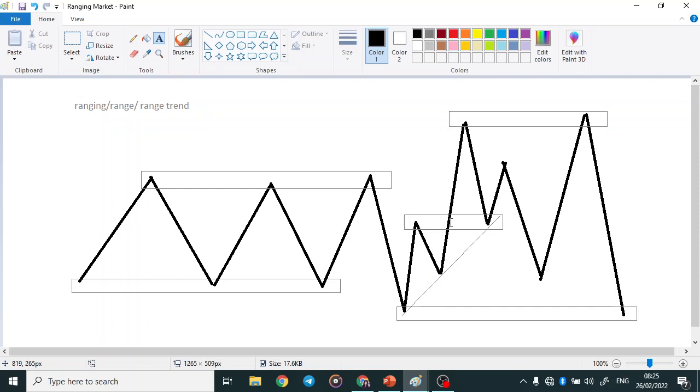Remember, we start taking action at least from the third touch, for us to take advantage of a ranging market. So in this case, it doesn't make the second resistance point, but it goes way above and comes back down here.